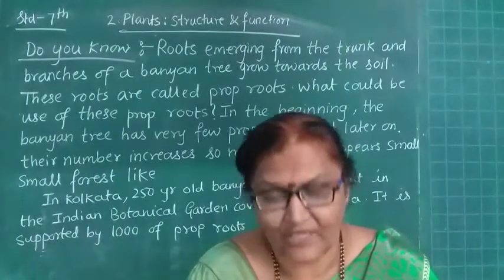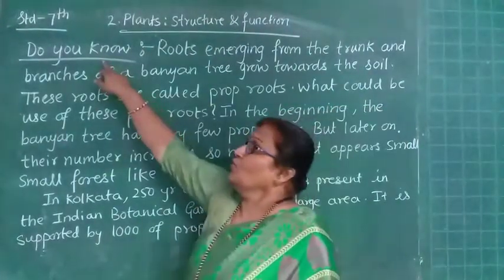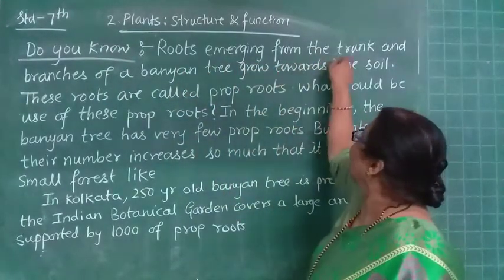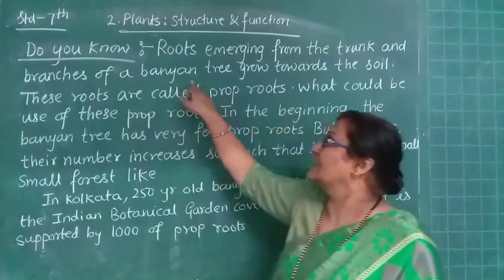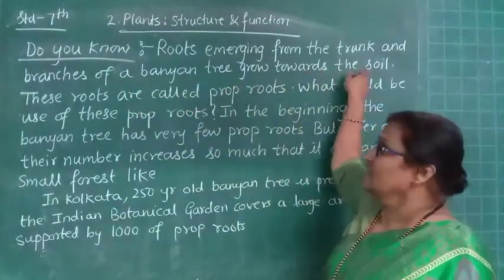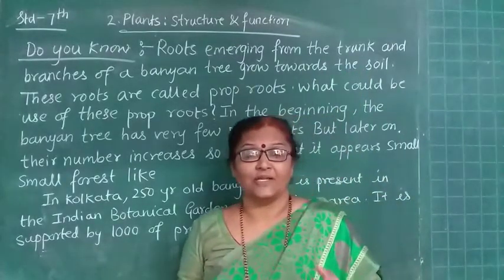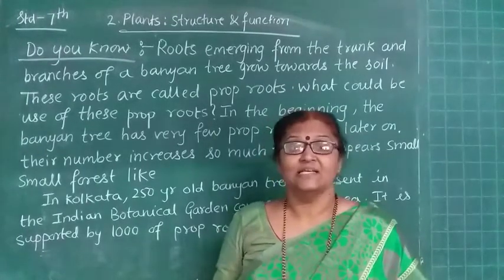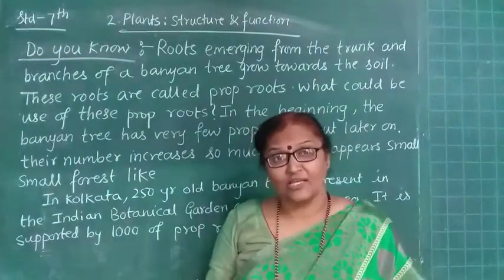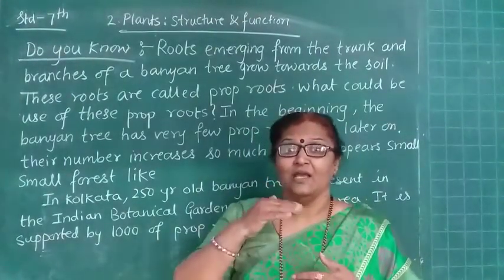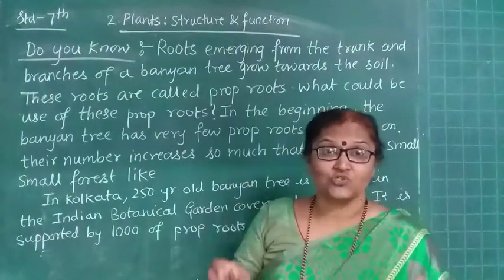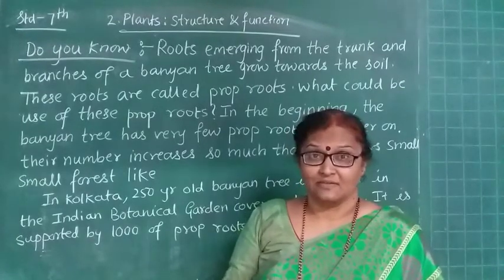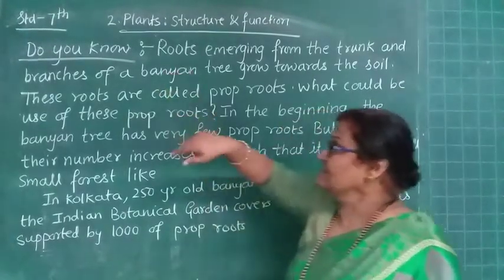The next point that we are going to see is "Do you know?" What does this tell us? See here, roots emerging from the trunk and branches of a banyan tree grow towards the soil. Whenever you see big trees such as tamarind trees, mango trees, banyan trees, they have roots in the soil and also above the soil. They have roots on the stems also, and in the soil also.